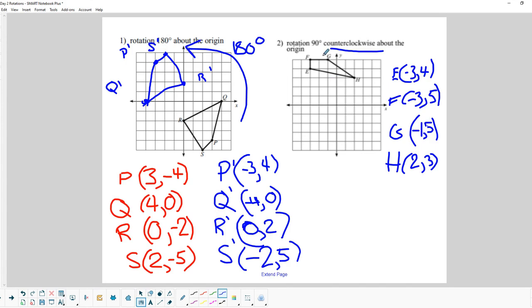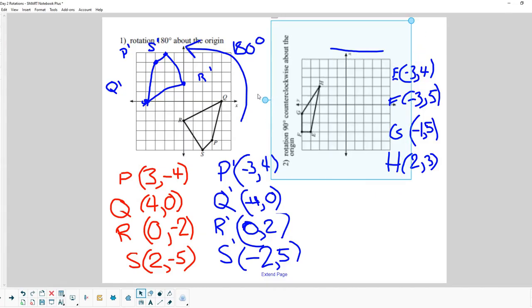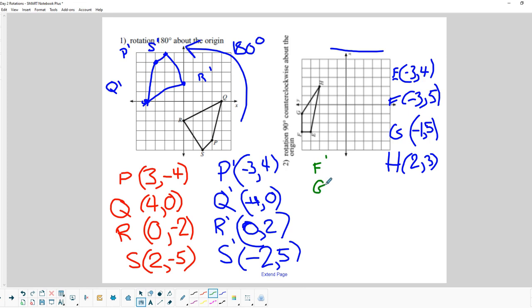All right, we're going to do a 90-degree counterclockwise rotation. So I've got to grab my graph and rotate it a quarter turn to the, that's counterclockwise. So there's where my new shape is, right? So now all I have to do is label or name those sides right here. So F prime, G prime, E prime, and H prime. What are they?